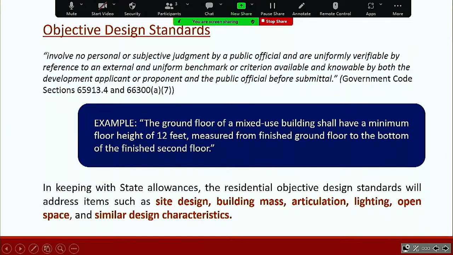And we have an example of an objective design standard, which would be: the ground floor of a mixed-use building shall have a minimum floor height of 12 feet measured from finished ground floor to the bottom of the finished second floor. So this is a standard that is measurable and verifiable. The objective design standards will address items such as site design, building mass, articulation, lighting, open space, and similar design characteristics.